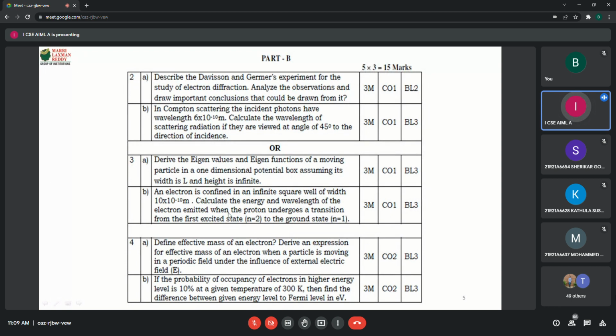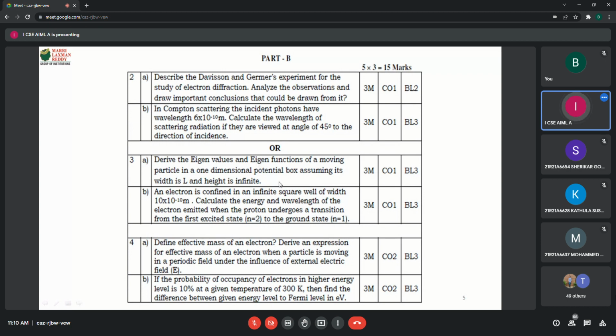Have you ever solved this problem or not? Can you check? An electron is confined in an infinite square well of width 10 angstrom units, that is 10 into 10 to the power minus 10 meters. Calculate the energy and wavelength of the photon emitted when the electron undergoes a transition from the... You can solve. Overall, it is nothing but a particle in a potential box. Whatever the problem is, that problem only has been given here. So n equal to 1 is the ground state, and n equal to 2 is the first excited energy level. Those values you need to calculate here by taking a particle in the box. So overall, the second question and third question are from unit 1 only.